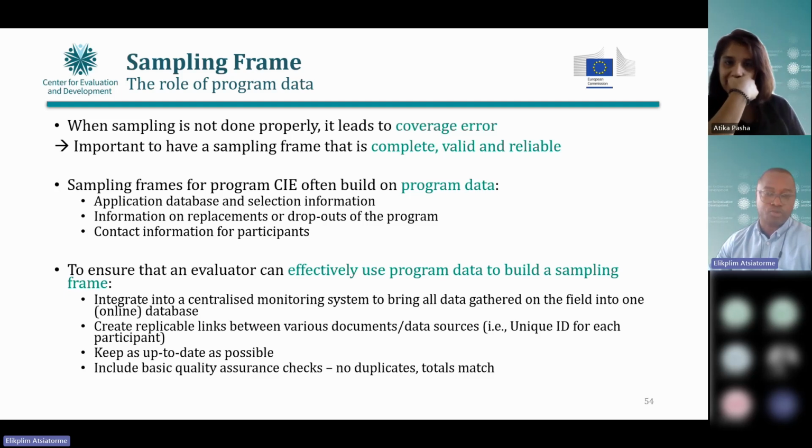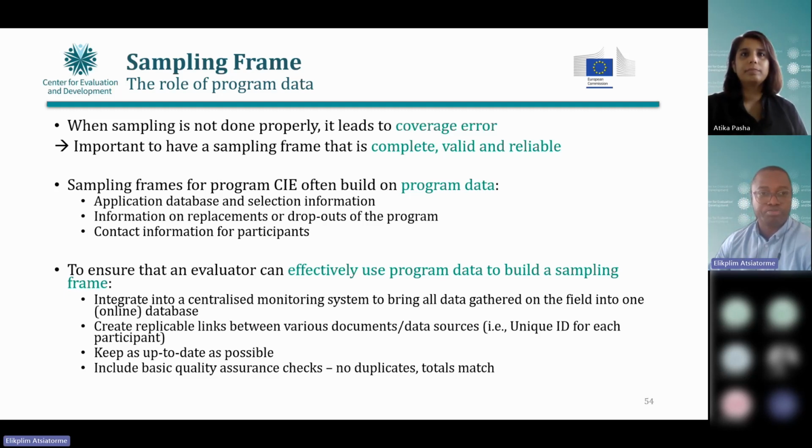It doesn't represent it, which means that you don't have people who will be able to give you a counterfactual, as Attica mentioned earlier on. And so it's really important that you consider this when you are doing your sampling. And also, once the sample is collected, in order to avoid coverage error, you need to make sure that the sample itself is complete, valid, and reliable. All of these will help you avoid the coverage error.